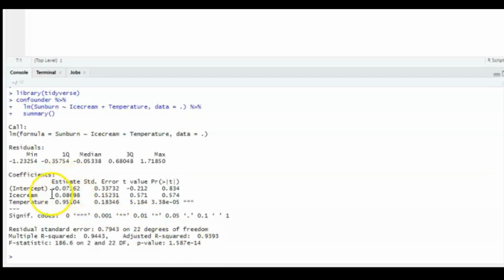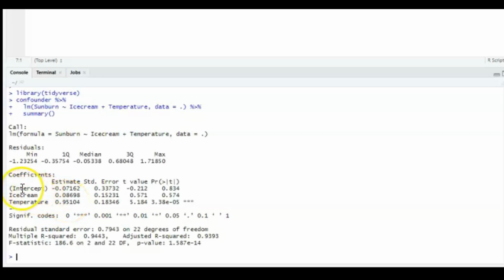Alright, and if we then look at the coefficients table, it's the same as we previously had, with the slope for ice cream being 0.08 and the slope of temperature being 0.95. And that means that if you add one ice cream, so ice cream increases with 1, so you eat an extra ice cream throughout the month, then your amount of sunburns increases with 0.08. And if the temperature increases with 1, then the sunburns increases with 0.95, so almost 1. So you could state that if temperature increases with 1, your amount of sunburns also increases with almost 1.